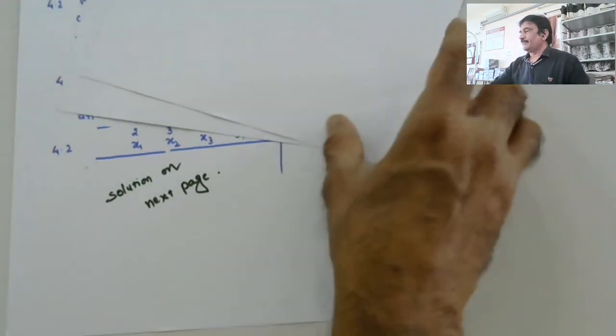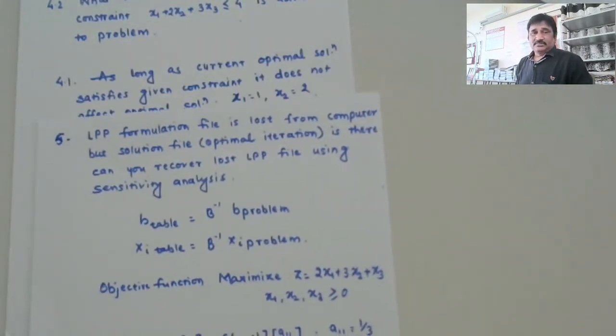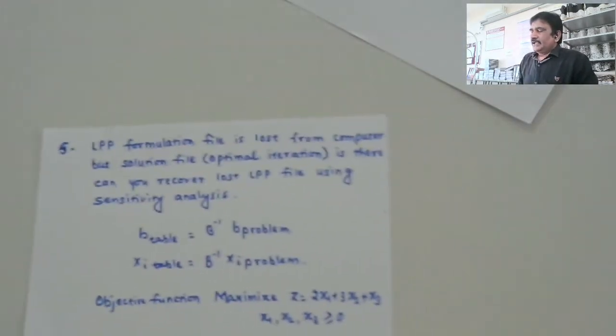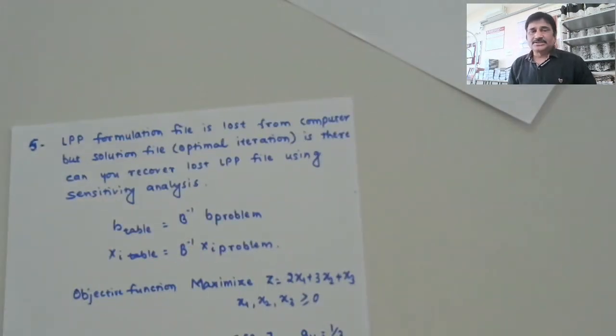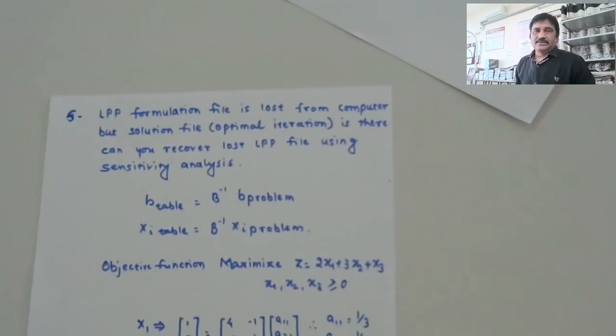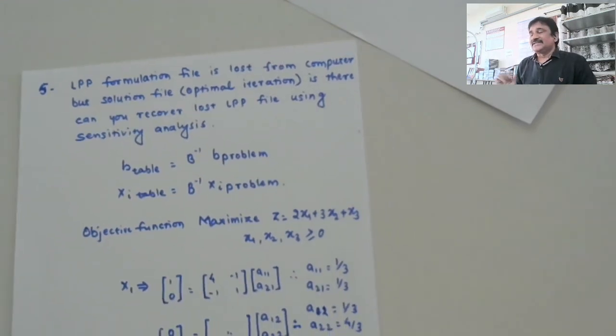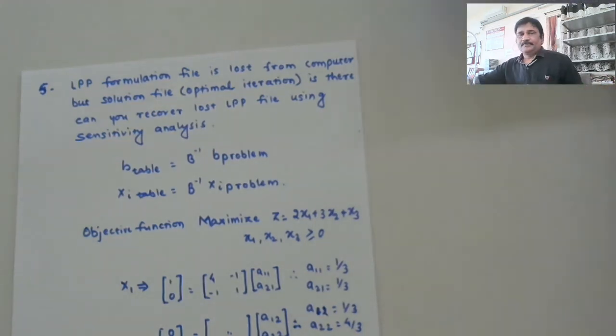And lastly, one question. This is not from any group. Suppose the LPP formulation file is lost from the computer, but the solution file, that is the optimal iteration file, is still there. Can you recover the LPP file using sensitivity analysis? Again, it can be solved from whatever you have learned so far, right?